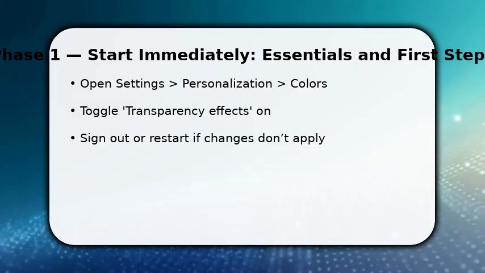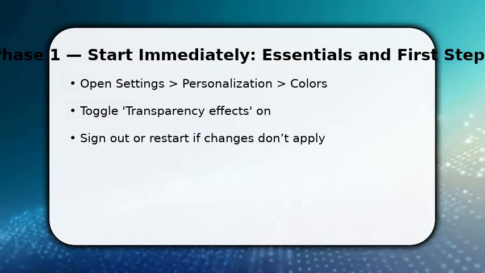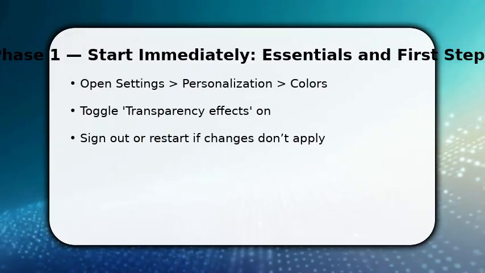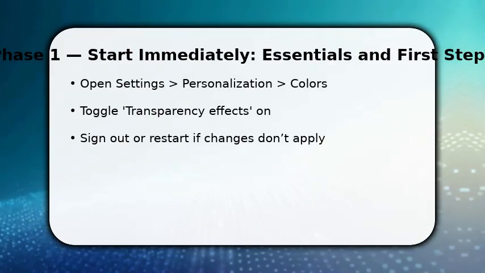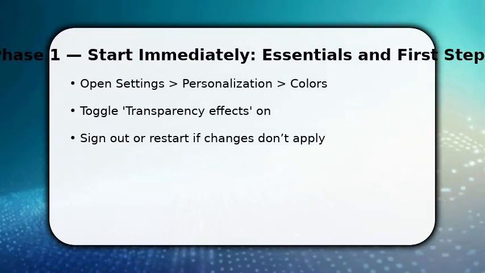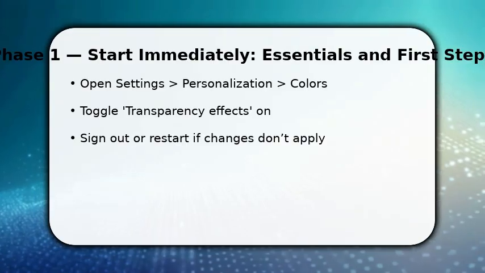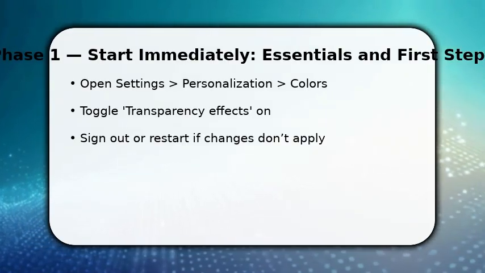Enjoy the video. You'll start by enabling the system transparency so apps can layer properly. Open Settings, go to Personalization, then Colors, and toggle Transparency Effects on. Do this now because the operating system must permit translucency before any extra effects will work.